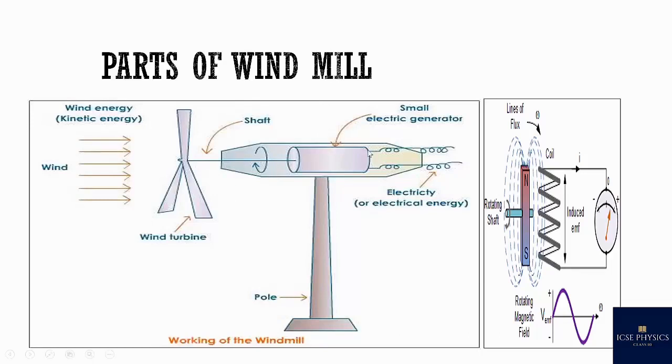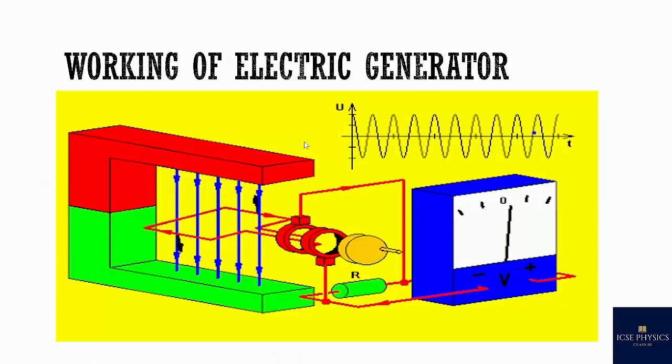So let's remember how an electric generator works. Remember Faraday's law of electromagnetic induction. Whenever there is a change in magnetic flux linked with the coil, this rectangular one is the coil, and alternating EMF is induced.